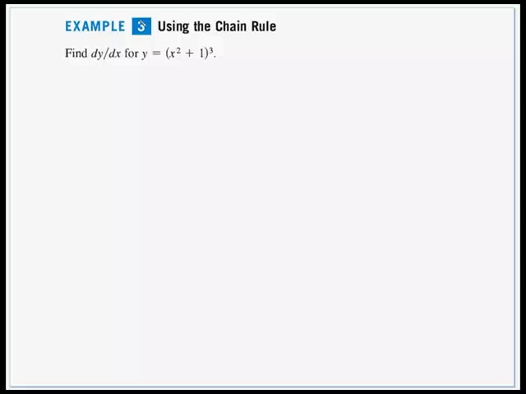Okay, now finally, use the chain rule. Example 3. There we go. I'm just going to rewrite the equation: y equals quantity x squared plus 1 to the 3rd. So for the chain rule, we want to take this derivative, y prime.